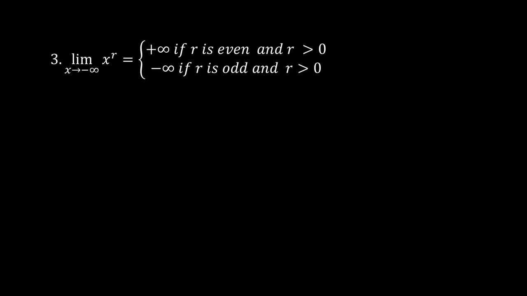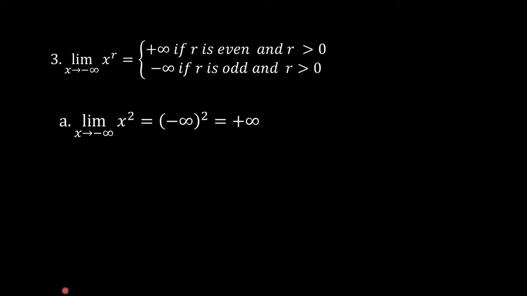Number 3, the limit of x raised to r as x approaches negative infinity is equal to positive infinity if r is even and r is greater than 0. And it is equal to negative infinity if r is odd and r is greater than 0.